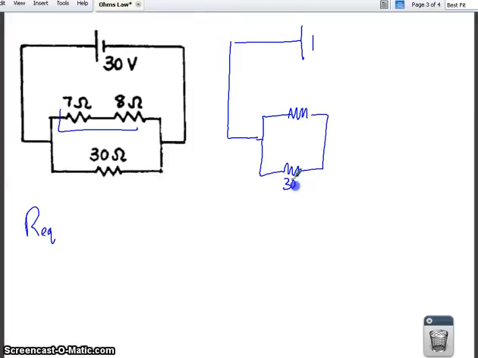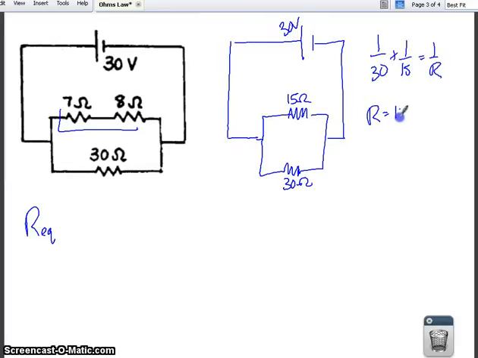Here's my 30 ohm resistor, and here is my 15 ohm resistor because I added 7 and 8. When I add these two in parallel, 1 over 30 plus 1 over 15 equals 1 over R. I get R equal to 10 ohms. I'm not going to go through the math on that one. So the equivalent resistance is 10 ohms.